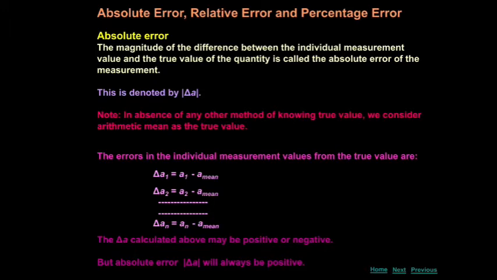Just write it in your textbook. Here in our textbook it will be given by del AN. On our screen it will be changed to del A1. Del A1 is the absolute error. What is A mean? It is the arithmetic mean value.